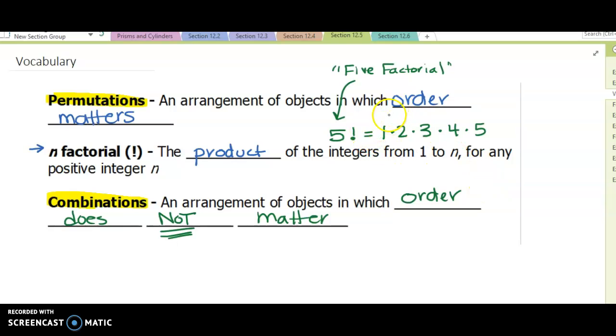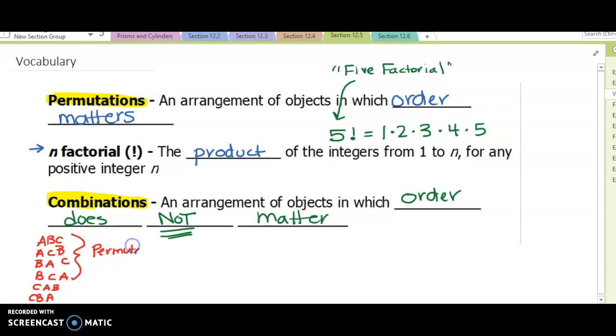I know you're probably thinking, what's the difference between order matters and order does not? So let's look at something. If I have A, B, C, A, C, B, B, A, C, B, C, A, C, A, B, and C, B, A, and I'm talking about a permutation, the order matters. So this is 1, 2, 3, 4, 5, 6 different things.